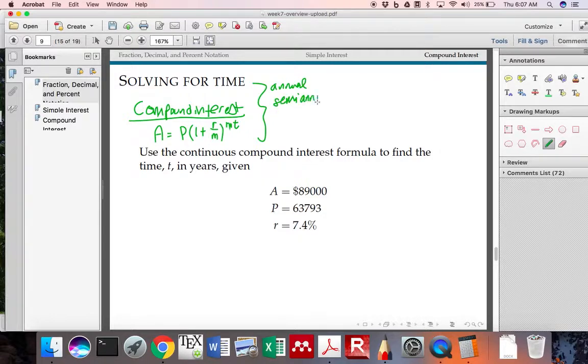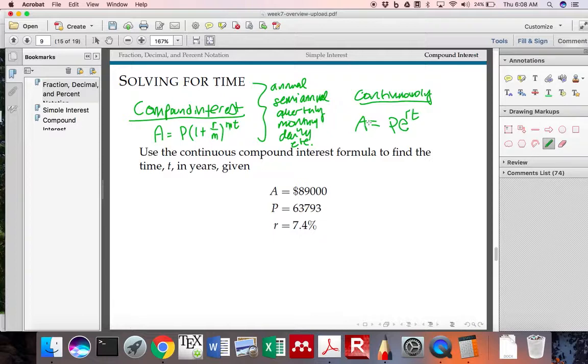semi-annual, quarterly, monthly, daily, etc. And if you're compounding continuously, we use the formula A equals P, and we don't use that expression. We use this number e to the rt. So we don't have to think about the number of compounding periods. We use this number e.